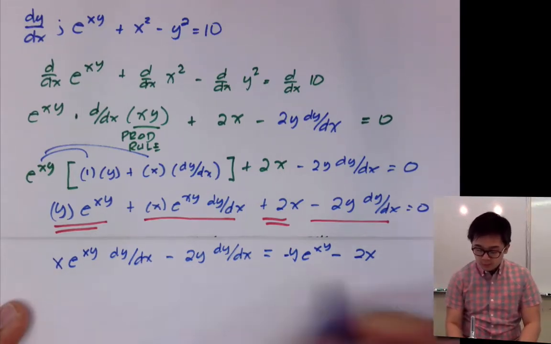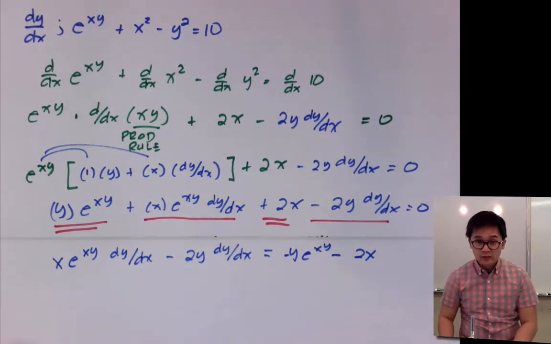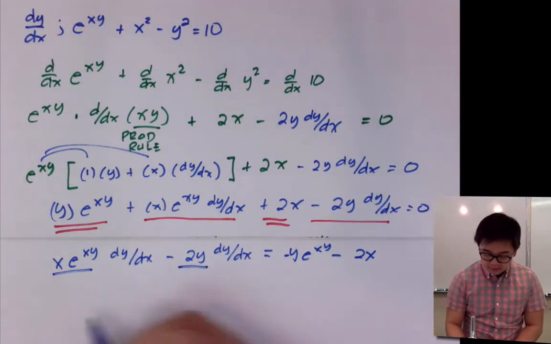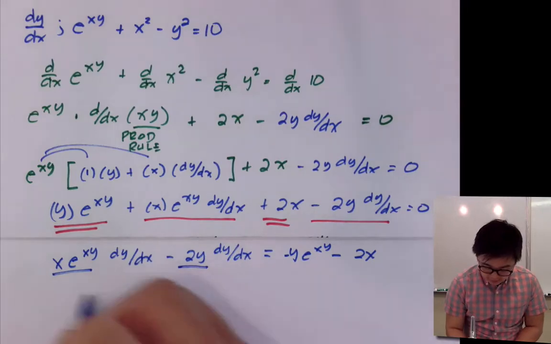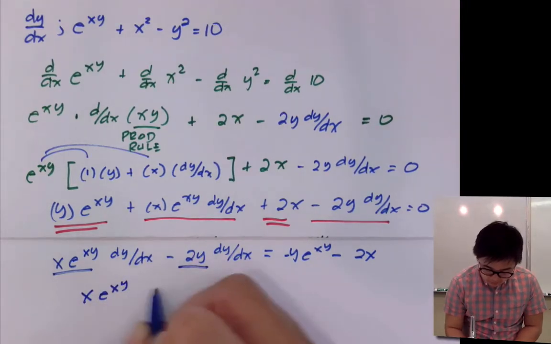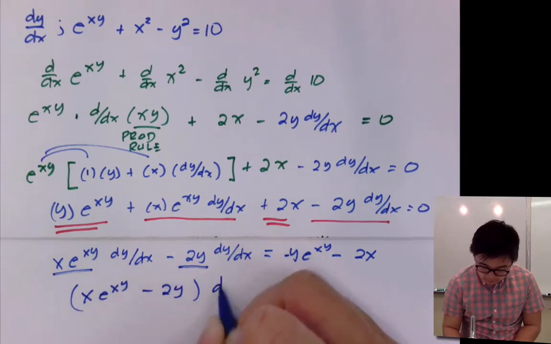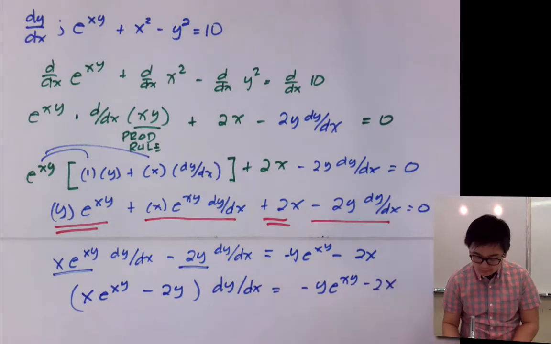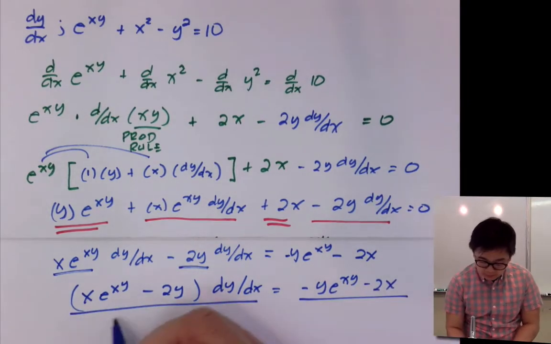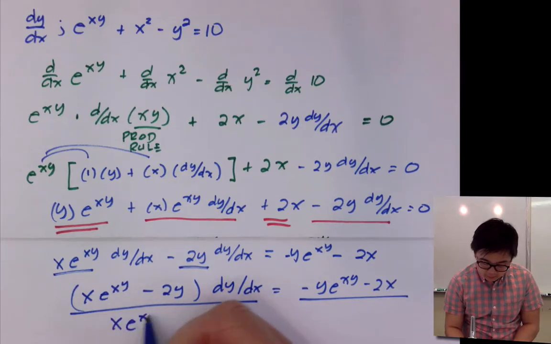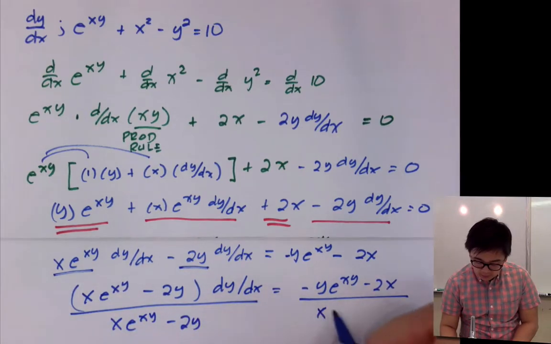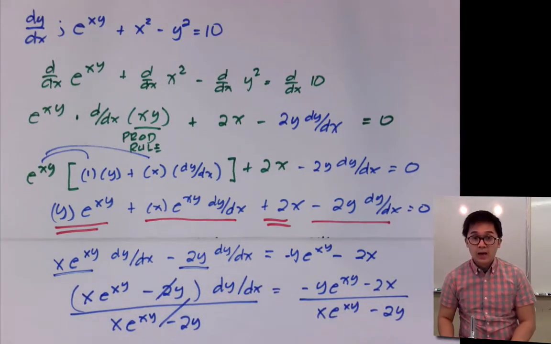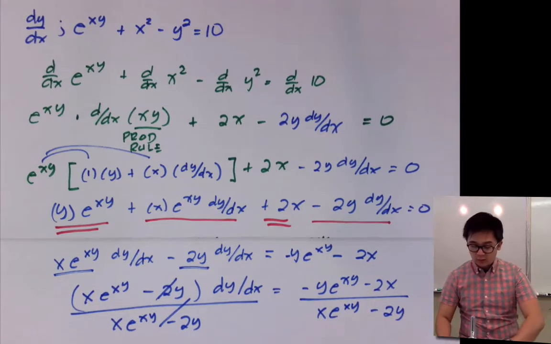So now that we have isolated the dy/dx, let's factor out the dy/dx here so we can have dy/dx by itself. So we have (x e^(xy) minus 2y) dy/dx equals negative y e^(xy) minus 2x, and by dividing both sides by this term, x e^(xy) minus 2y, and canceling this, our dy/dx will simply be this term right here.